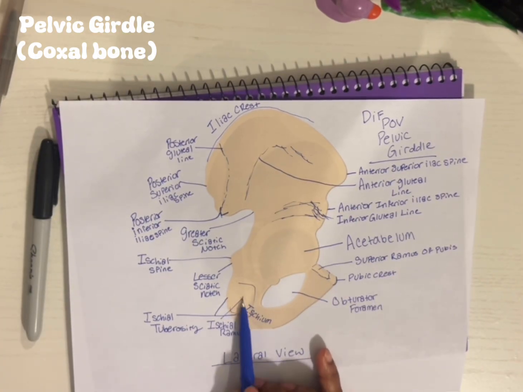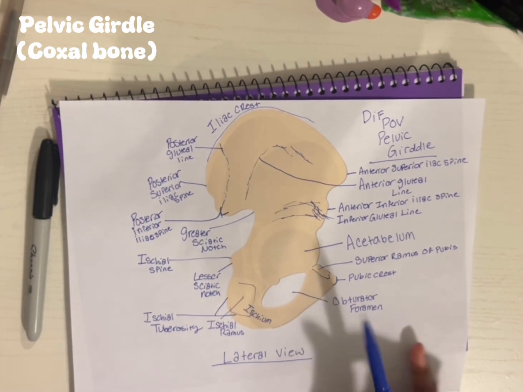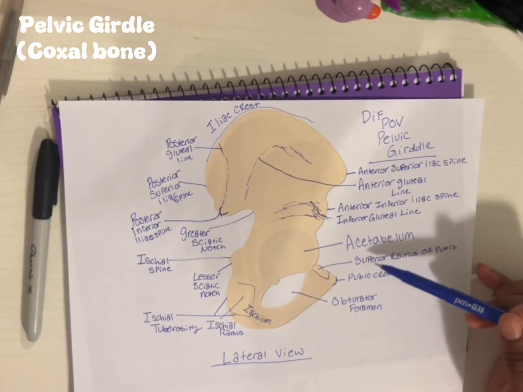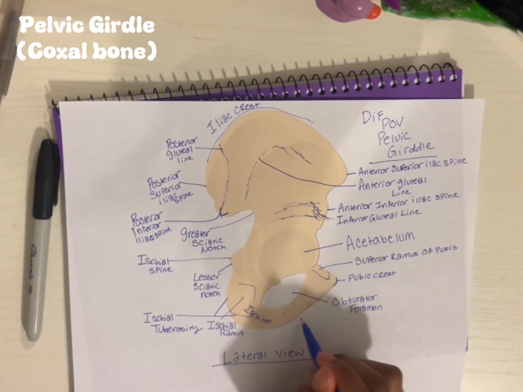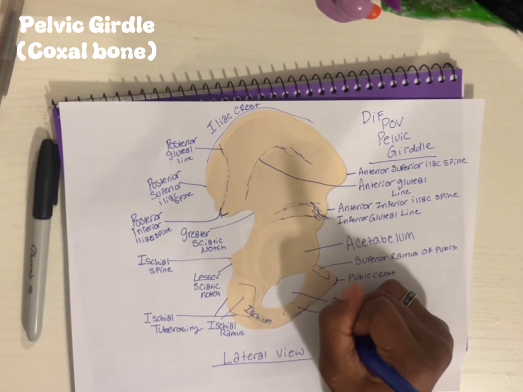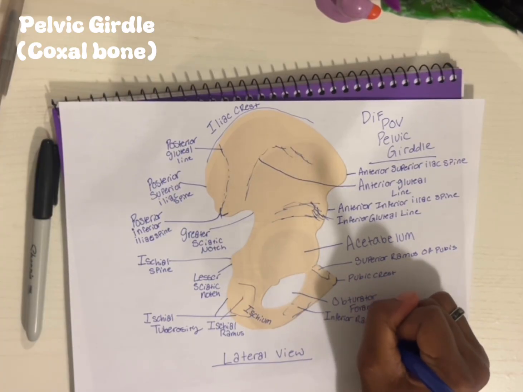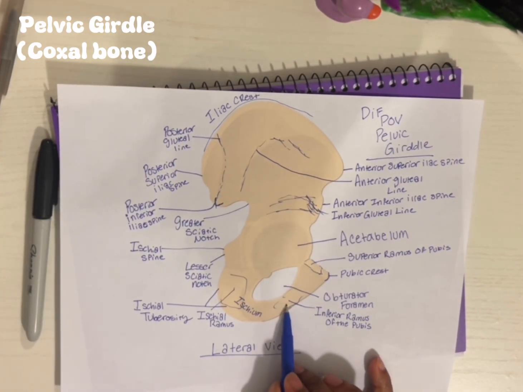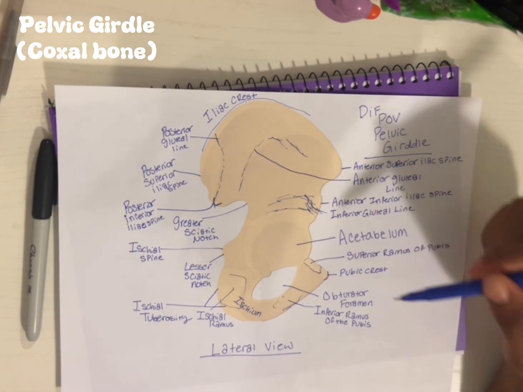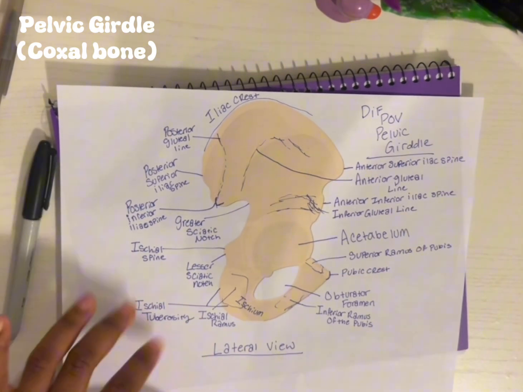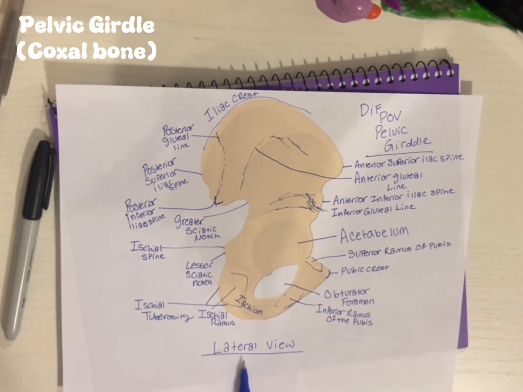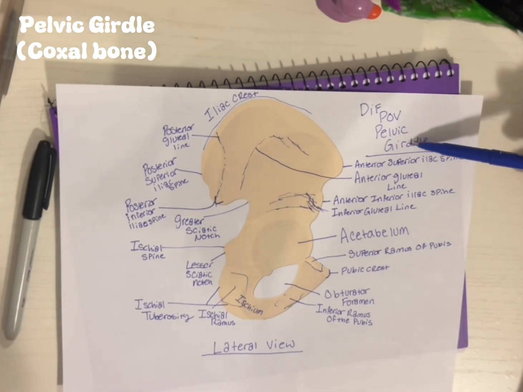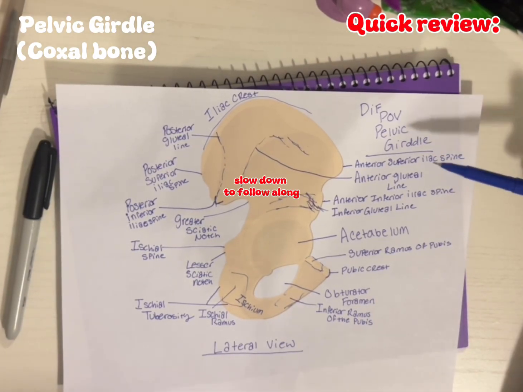Ischial ramus, because the ischium is back here, the pubis is more anterior. So superior ramus, and then down here, this section right here is the inferior ramus of the pubis, with the superior ramus of the pubis up here. And I think that's it for the lateral view of the pelvic girdle. Yeah, a quick run through.